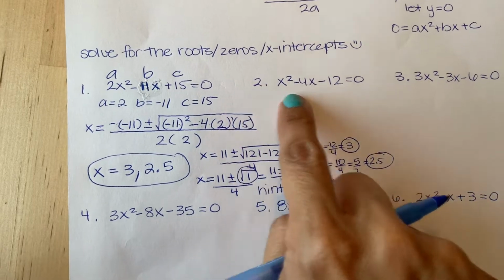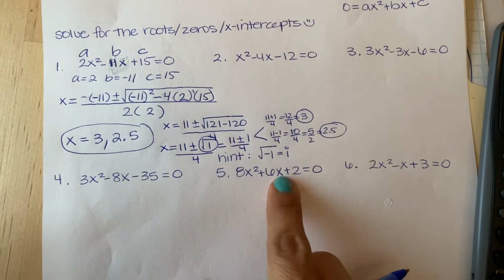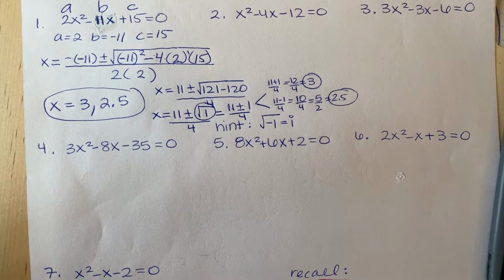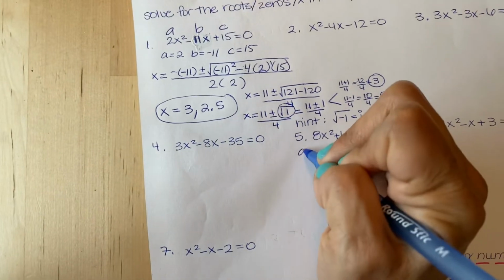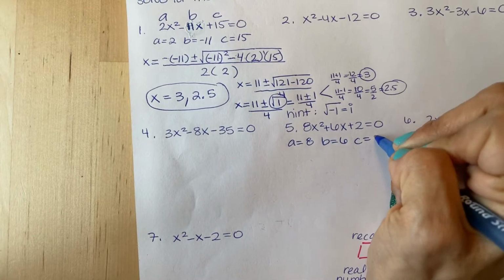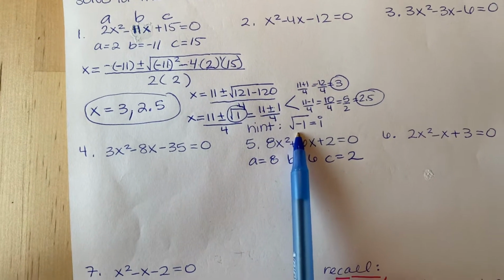Okay, I totally bled into this, but guess what? I'm not doing 2 and 3 and 4. You are, so I just have to go down to 5. Let's go to 5. Okay, what's our a value? a is 8. b is positive 6. c is 2. Okay, remember, we're dealing with imaginary numbers here.